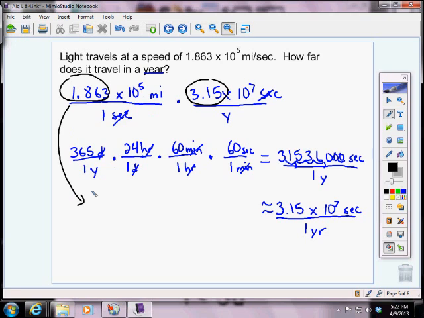So if I go 1.863 times 3.15, I get approximately 5.8, we'll say 5.86845. And then if I look at 10 to the 5th and 10 to the 7th, same base being multiplied, I can write it as times 10 to the 12th. And that is how many miles it's traveling in 1 year. If we move this over 12 times, that's how many miles it is in 1 year. So I would say it travels a very, very long distance.